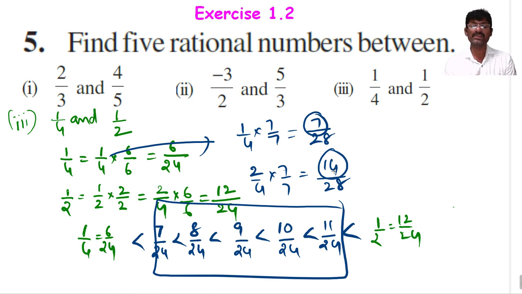Out of those 6, you can pick any 5. That's your wish. So we can do it like this also. Multiply with 7 by 7 or 8 by 8 or 9 by 9, that's your wish. As the number is increased, you will get so many numbers between these two given numbers. Understand? Let us move on to the next problem.